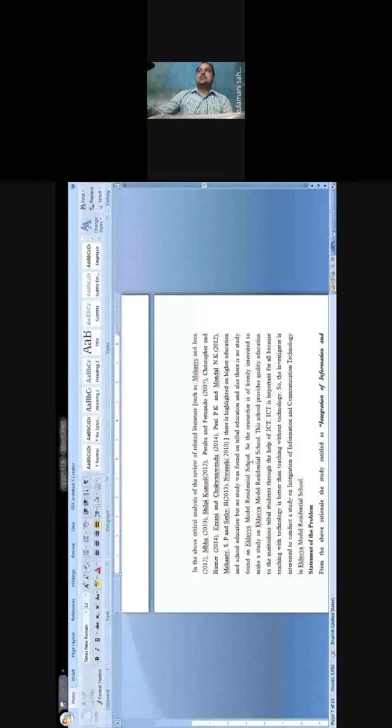In the above critical analysis of review of literature such as so and so, okay, so the researcher is keenly interested to make a study on Ekalavya model residential school.